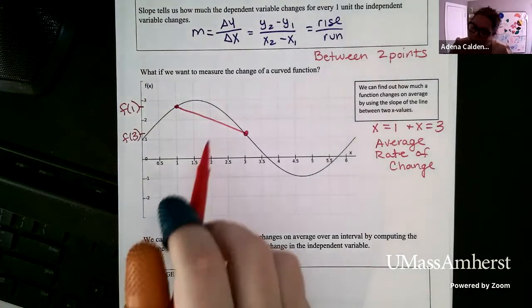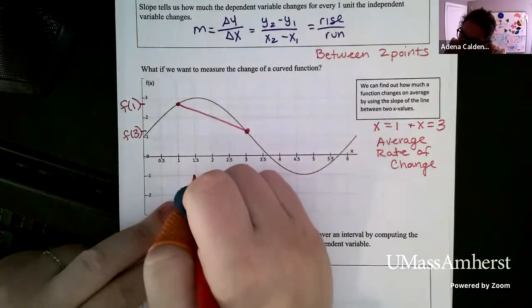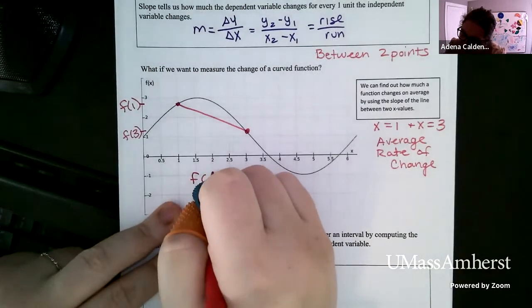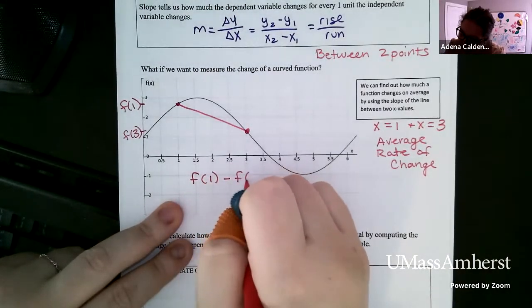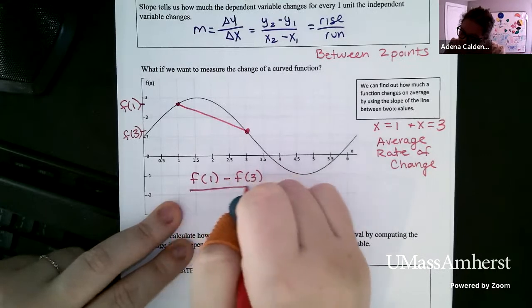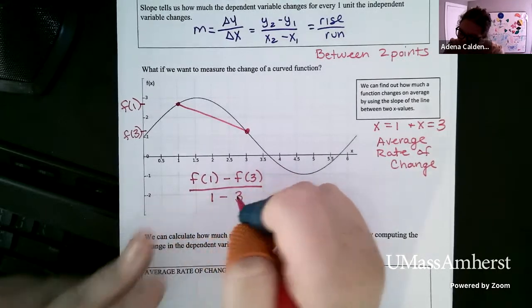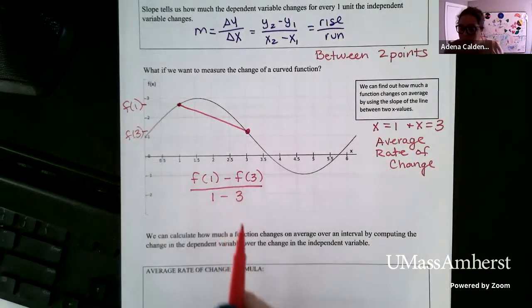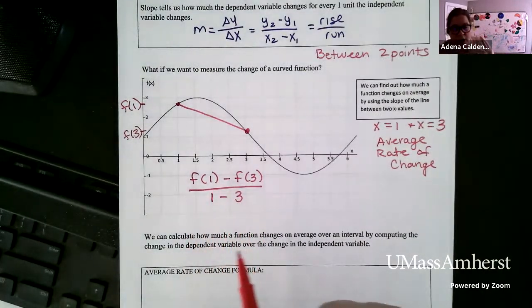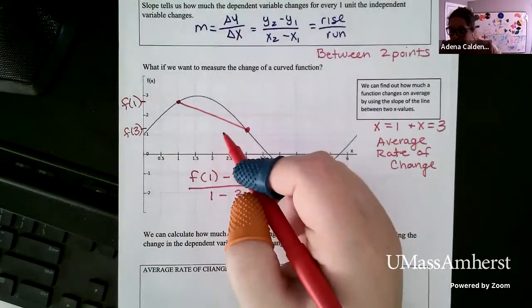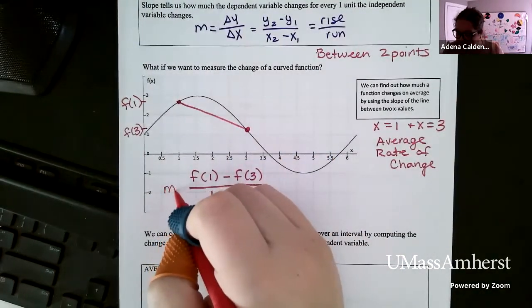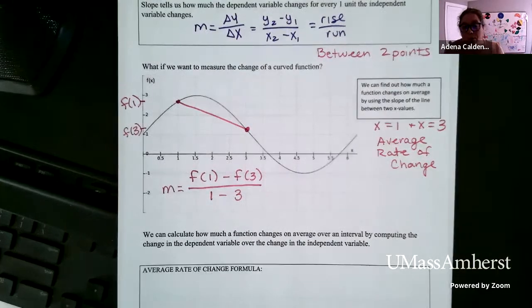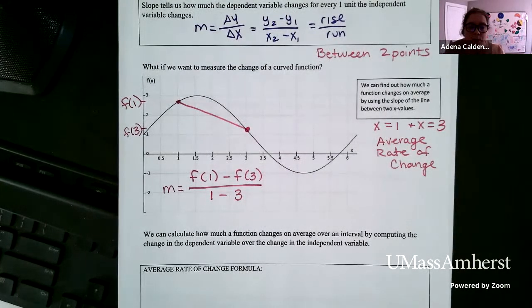So if we wanted to get the slope of this line, the way we could write this is f of 1 minus f of 3 divided by 1 minus 3. Okay, so this is how we're writing the y values. So change in y over change in x. That's how we can write the slope of this line. Okay, so now we would need to approximate those values.